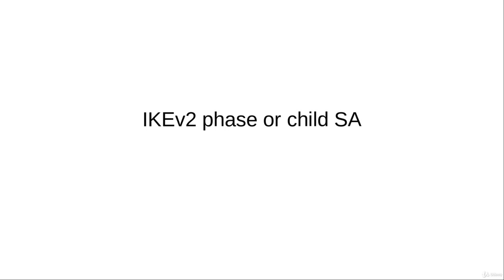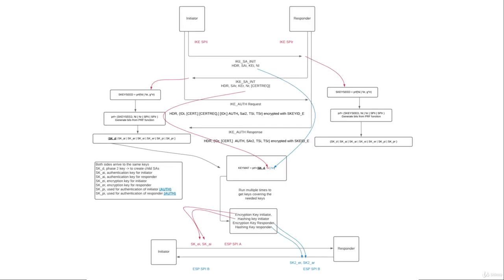Hello. In this lecture we will discuss the Phase 2 negotiation. In IKE version 2, the term Phase 2 doesn't really exist. It is actually replaced with the term child SA, and create child SA.